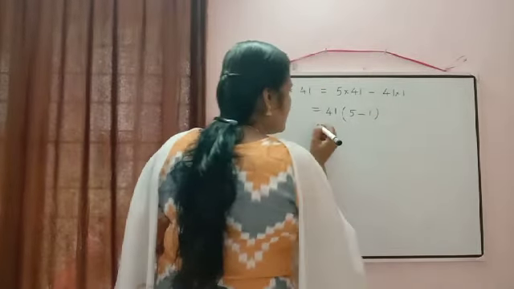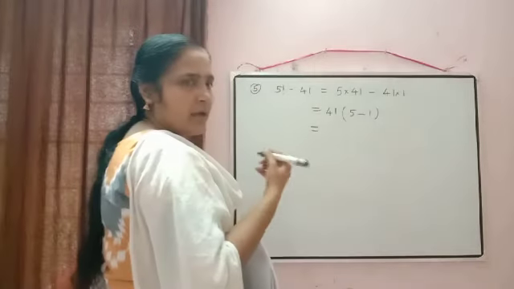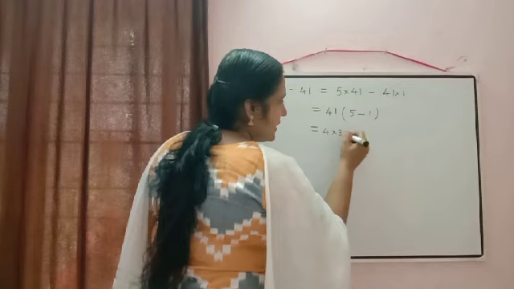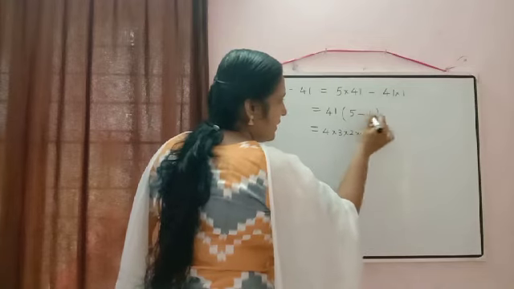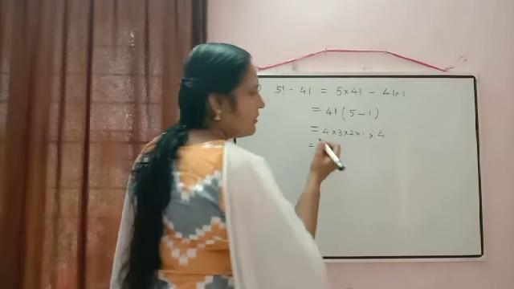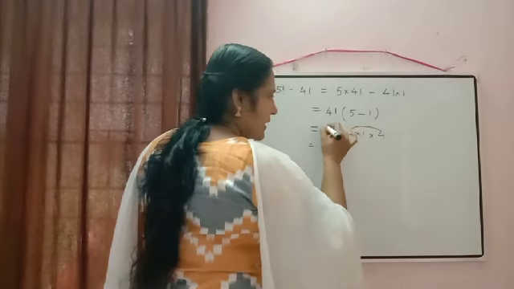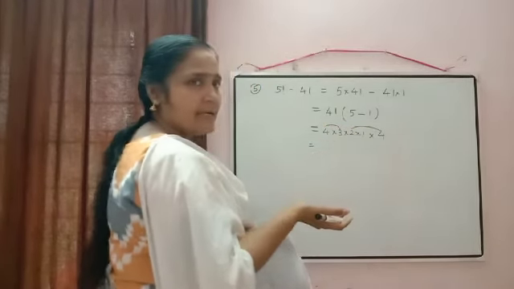So it will be equal to 5 minus 1. Now 4 factorial means 4 into 3 into 2 into 1. And here 5 minus 1 is 4. Now we can do the multiplication. 4 2s are 8, 4 3s are 12, 12 8s are 96.